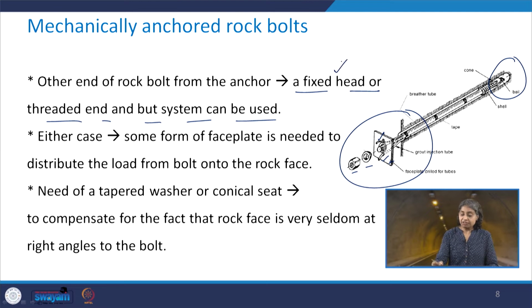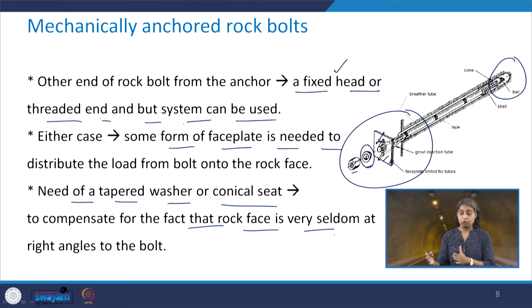Whether it is a fixed head or a threaded end and butt system, in either case some form of face plate is needed. This helps in distribution of the load from the bolt to the rock face. There is a need for a tapered washer or conical seat to compensate for the fact that the rock face is very seldom at a 90 degree angle to the bolt. So this type of conical seat or tapered washer comes to our rescue.